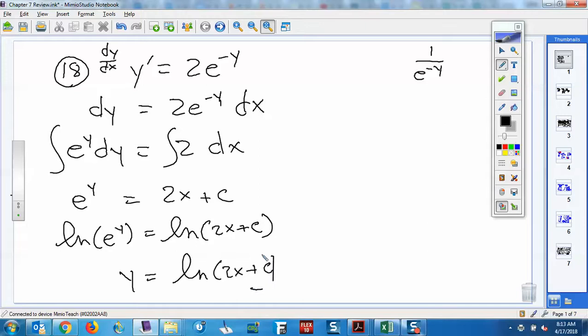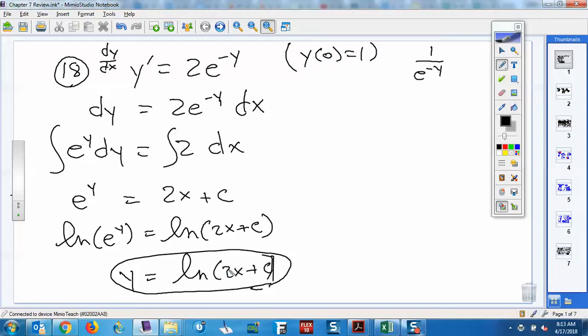Okay? And then did they give you an initial condition there? Yes. y at 0 is equal to 1. So y of 0 is 1, so we put a 0 in there. So we had ln c equals 1, so that's e raised to the 1, so c is equal to e. So c is e, so this would be y equals ln 2x plus e.